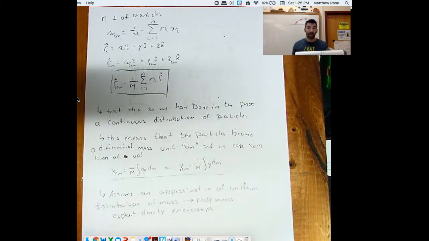So we're going to assume that we have an approximation. We're approximating some uniform mass, which means we're going to assume we have a uniform mass or uniform density relation. How is this going to be helpful to us is really the question that we have to start to consider. Well, what do we know about density? We're talking about solid objects here.